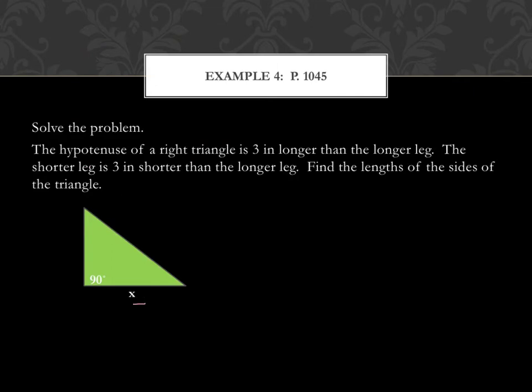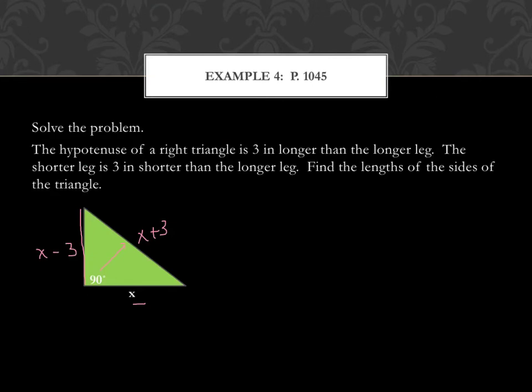The hypotenuse is always the one opposite the 90-degree angle. It's the longest side, so 3 inches longer than the longer leg, so it's going to be x plus 3. And the short leg, which would be this one, is 3 inches shorter than the longer leg. So shorter is going to be x minus 3.